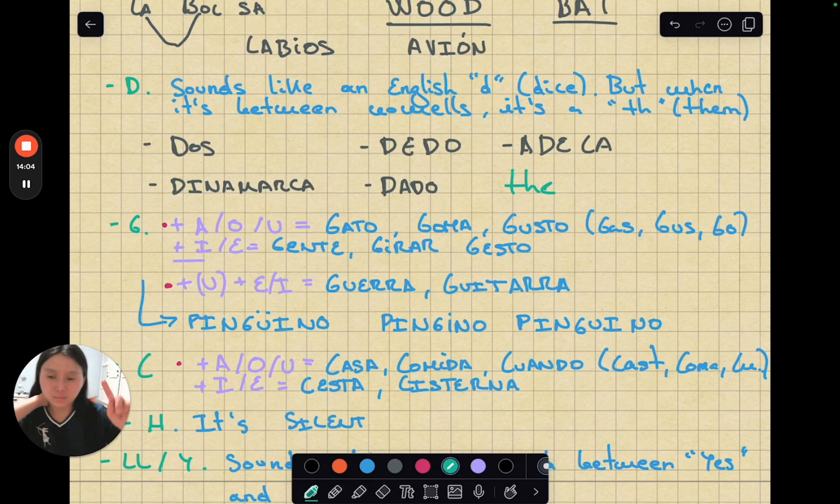So, for example, let's say the word finger. Dedo. Okay? A lot of American people say dedo. Again, they are reading it as an American English D. It's not dedo, it's dedo. Alright? Dedo. The first D is normal, but the second one is the soft "the." Why? Because it's between vowels.